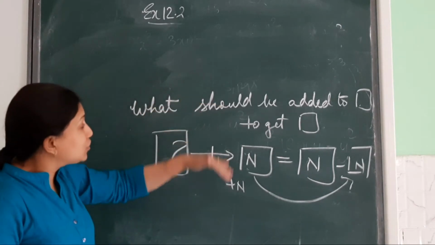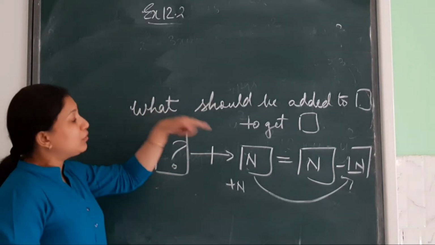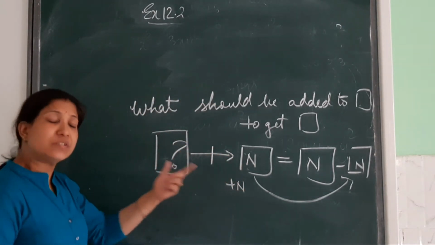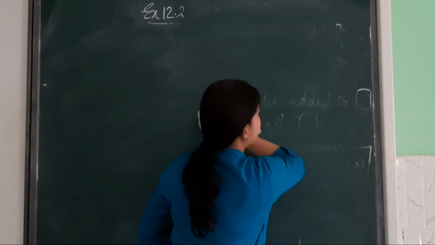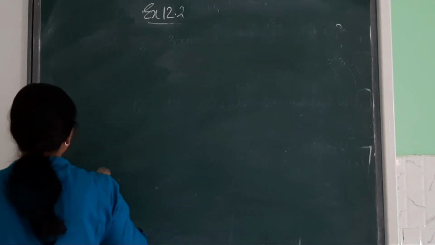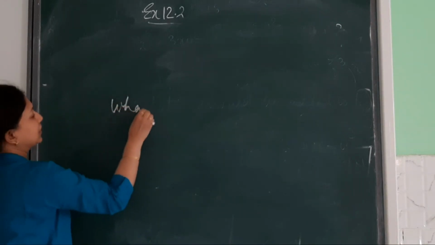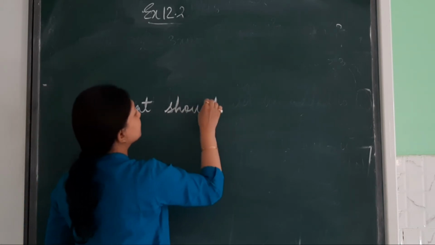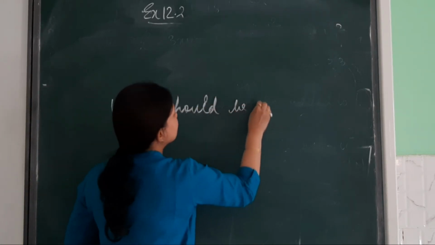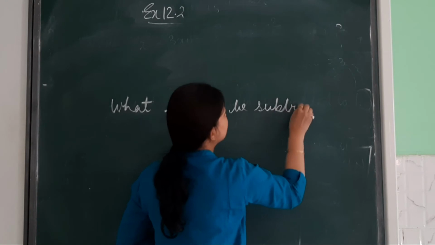Remember, always do it like this. What should be added to? This way, it's very easy to understand what we are doing. Now, if the question is what should be subtracted, let's check.